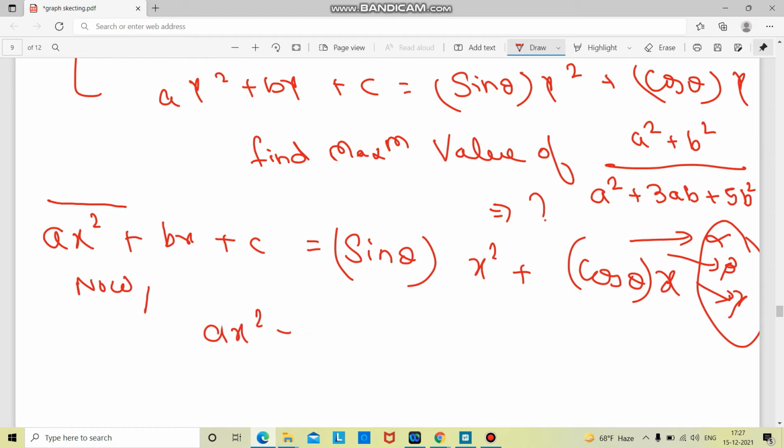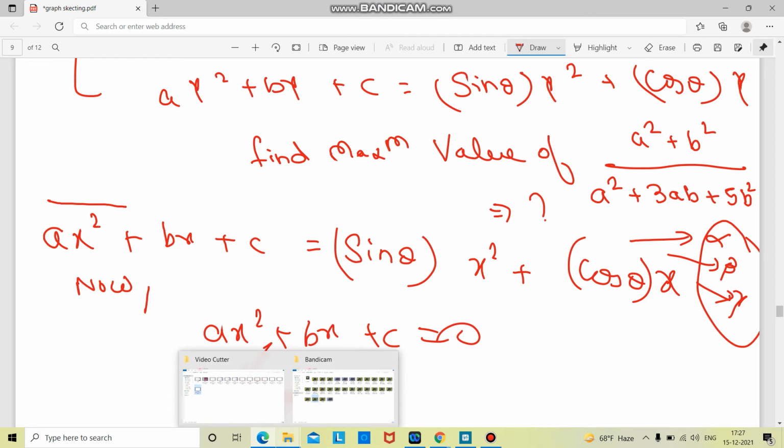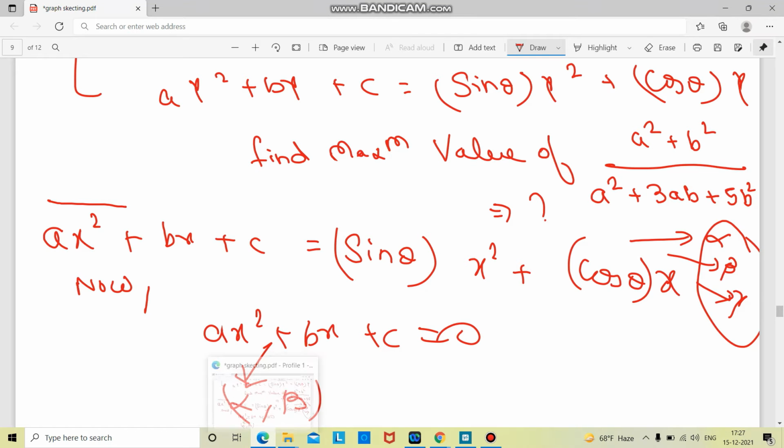We have learned that ax square plus bx plus c is a quadratic equation, so it can only have two distinct roots. It can't have three roots. But in this question we are getting three, so it becomes an identity. We have to remember this concept.